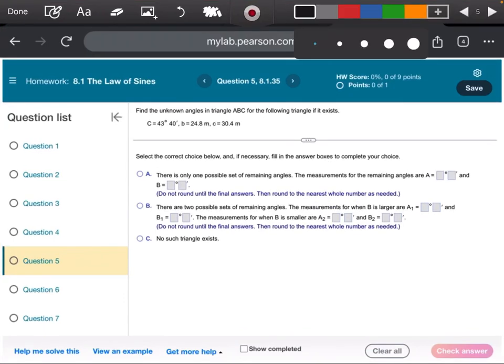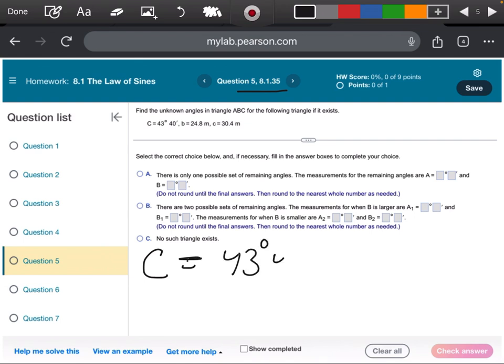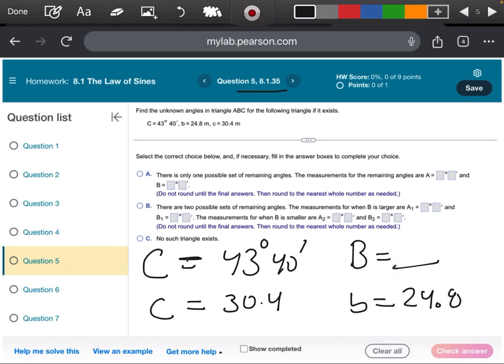All right, y'all, this is question number 5 out of 8.1. Let's see if we can figure out what we have going on here. They're asking, can we find the unknown angles? First thing I'm going to do is say, look, they gave us a value for the angle of C. So C is 43 degrees and 40 minutes. They gave us the side of C to be 30.4, and the side of B to be 24.8. What we need to do is see if we can find the angle for B.